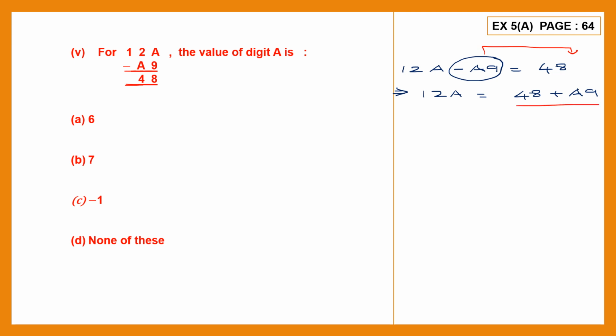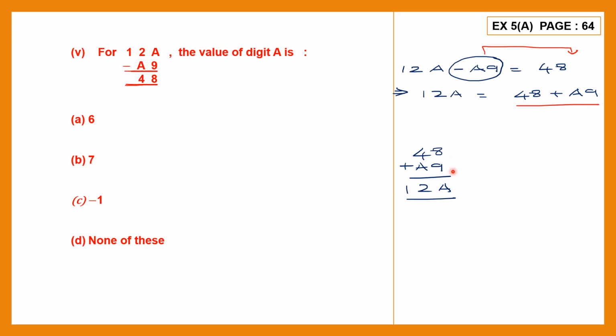Addition we know how to do, isn't it? So let's write that down. 48 plus A9 is equal to 12A. It's given to us, isn't it? 12A. Can you see that? 48 plus A9 is equal to 12A.